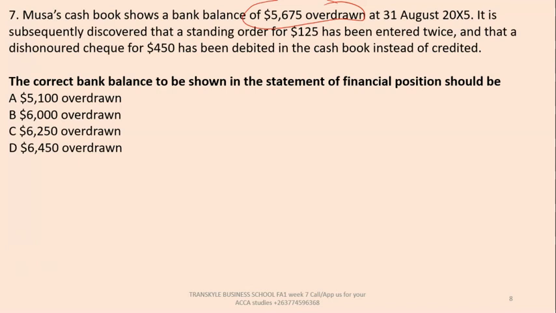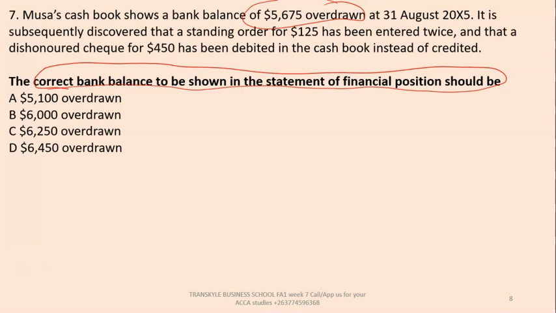Now, here, the correct bank balance to be shown in the statement of financial position is not the balance per bank statement. Please get me right. It is the balance per cash book. We don't necessarily show the balance per bank statement in the statement of financial position, but we show the balance per cash book. Alright? Please let us not be confused there.